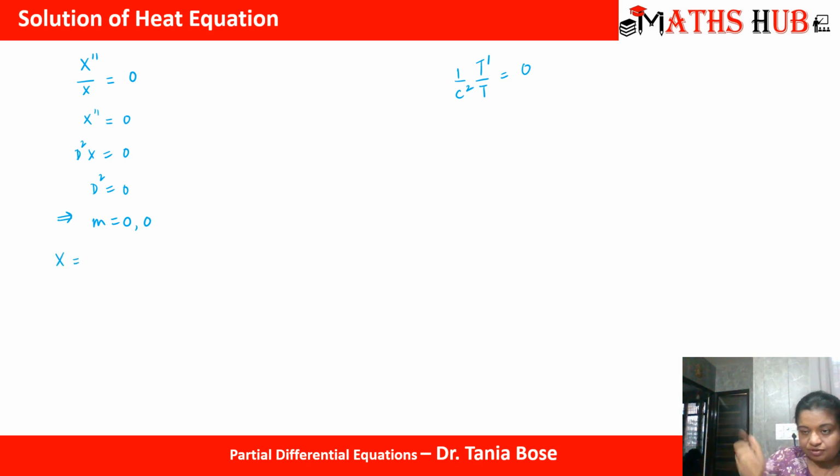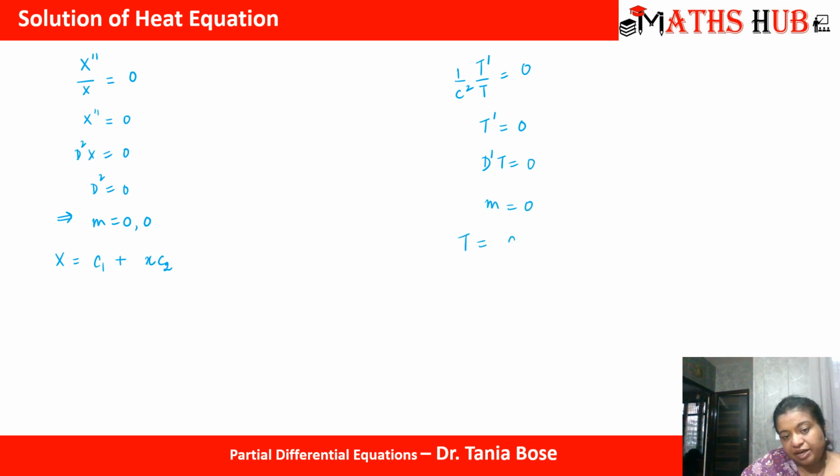So x comes out to be c1 e raised to power 0x will become 1, right? So I'm not writing that term. Then the next term will be x times c2. And here we will get t dash is equal to 0. So d dash into t is equal to 0. So we will get m is equal to 0 and t comes out to be c3, only c3, right?